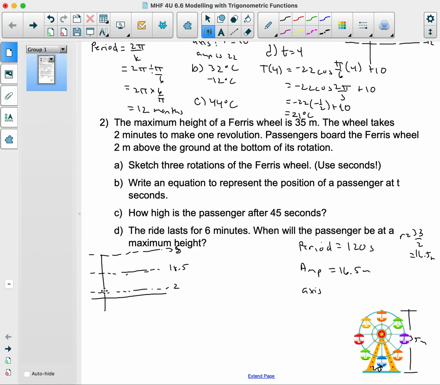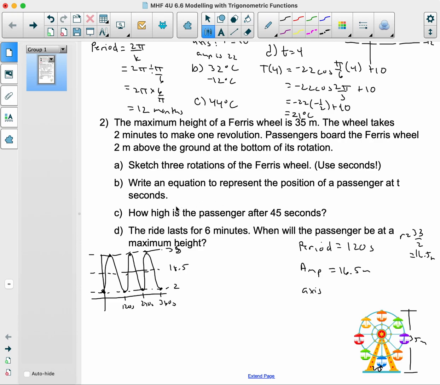Remember, we're going to board at the bottom. Okay, and then it says to sketch 3 rotations, so I know I'm going to be at 120 seconds, 240 seconds. Hopefully your sketch looks a little better than mine, but this is as good as it gets on my little tiny tablet. Okay, so there's my middle. So that is my cruddy little sketch, and that's okay. When you're doing word problems, it doesn't have to be great. It just has to help you answer follow-up questions.